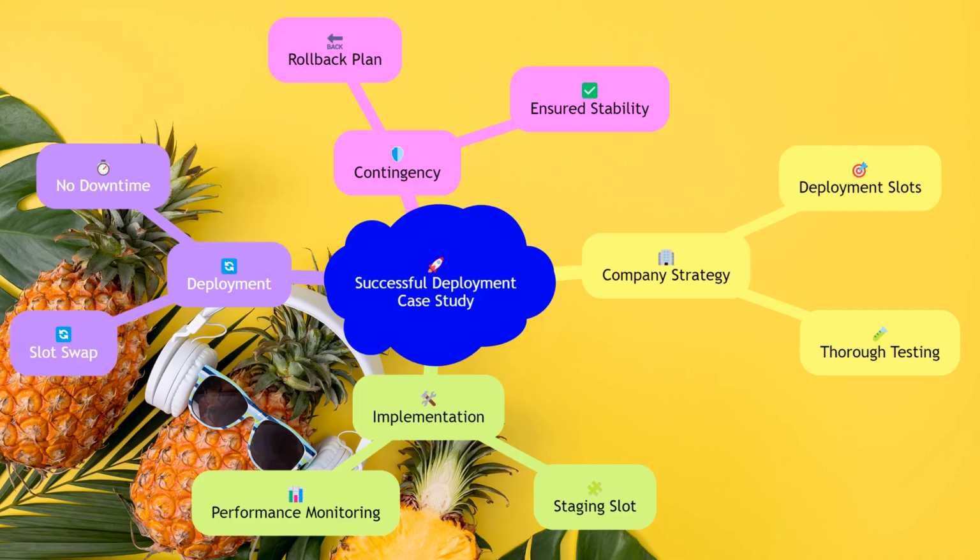Consider a case study where a company successfully used deployment slots to launch a major update. They created a staging slot, thoroughly tested the new version, and monitored performance. After ensuring everything was stable, they swapped the staging slot with the production slot. The update went live without any downtime, and they had a rollback plan in place just in case. This approach ensured a smooth and successful deployment.